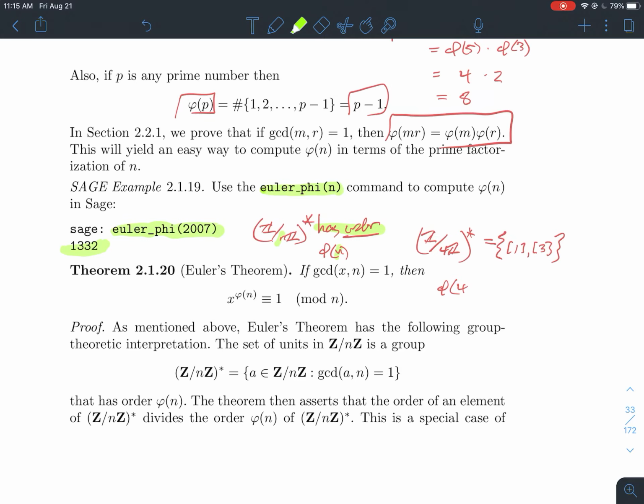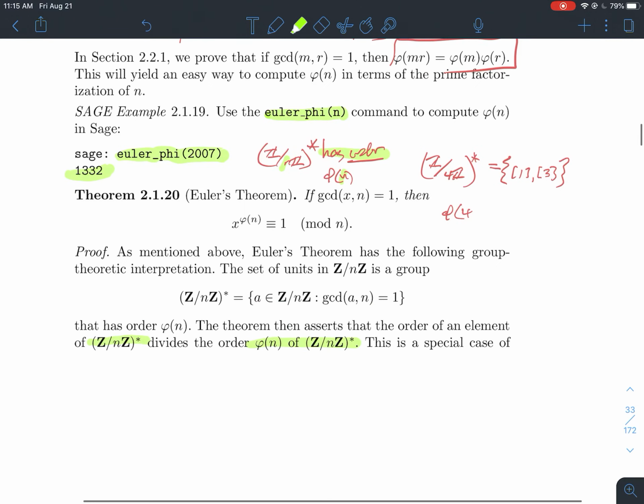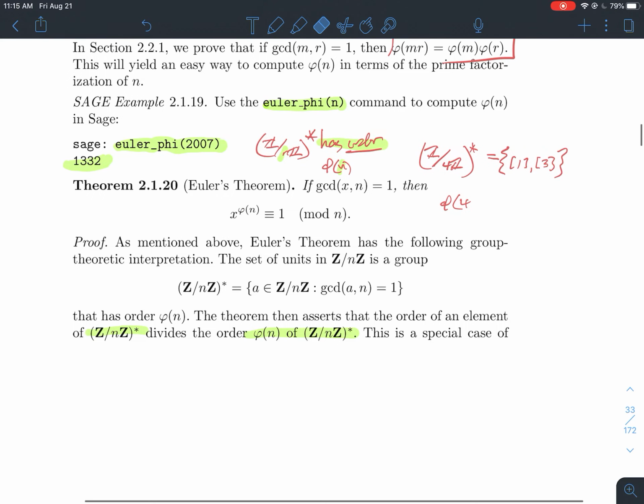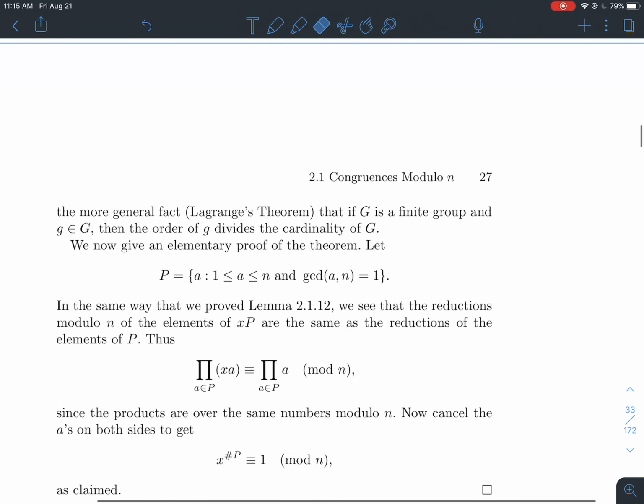And remember, in the previous video we mentioned something called Lagrange's theorem in group theory. What it said is that the order of an element has to divide the order of the group. And so this is essentially what Euler's theorem says to us: the order of an element of Z mod nZ star divides the order of the whole group, which is phi of n. This isn't trying to say that the order of any x is phi of n, but that whatever the actual order of x is has to divide this number. We'll look at some examples a little later. And again, this is a special case of Lagrange's theorem.